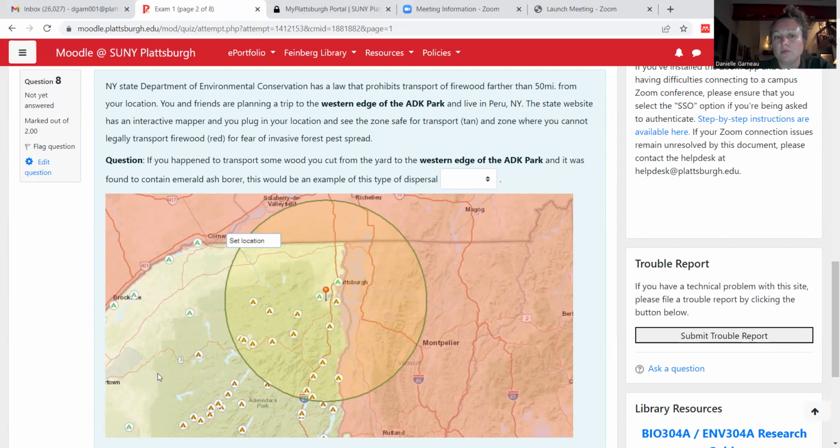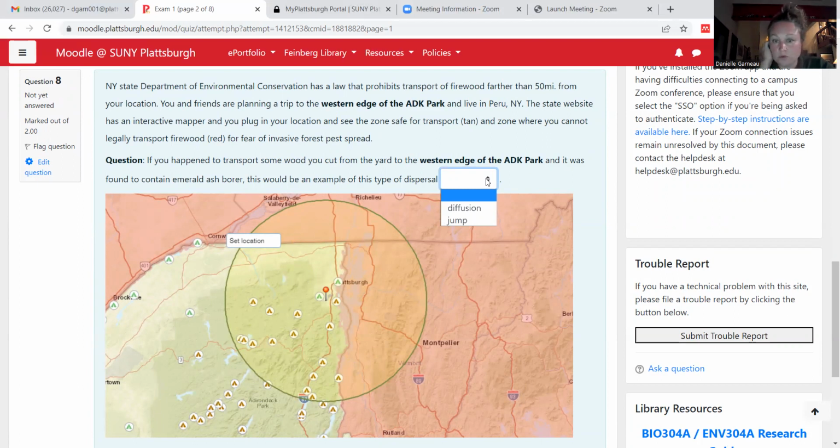But if I wanted to go with my friends to the western part of the park, outside of that boundary, I'm going to be beyond my 15 meters. So if I did bring wood, which would be a no-no, that would be an example, if there was an insect in it, of what kind of dispersal.